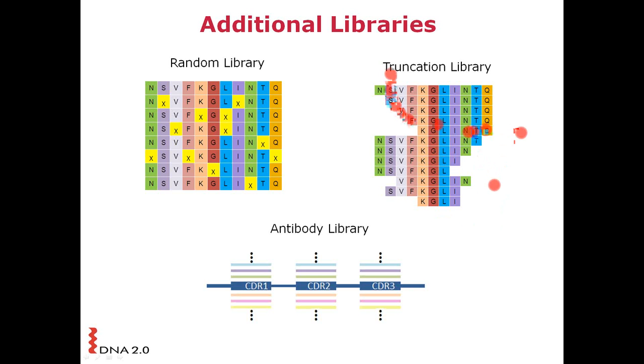Again, these are mostly going to be individual sequence-verified genes, so they are not going to be terribly reasonably priced. But they can be very useful if you want that individual soluble piece of the protein that you're looking at. Another library that is very popular with some antibody screening companies is this antibody library.